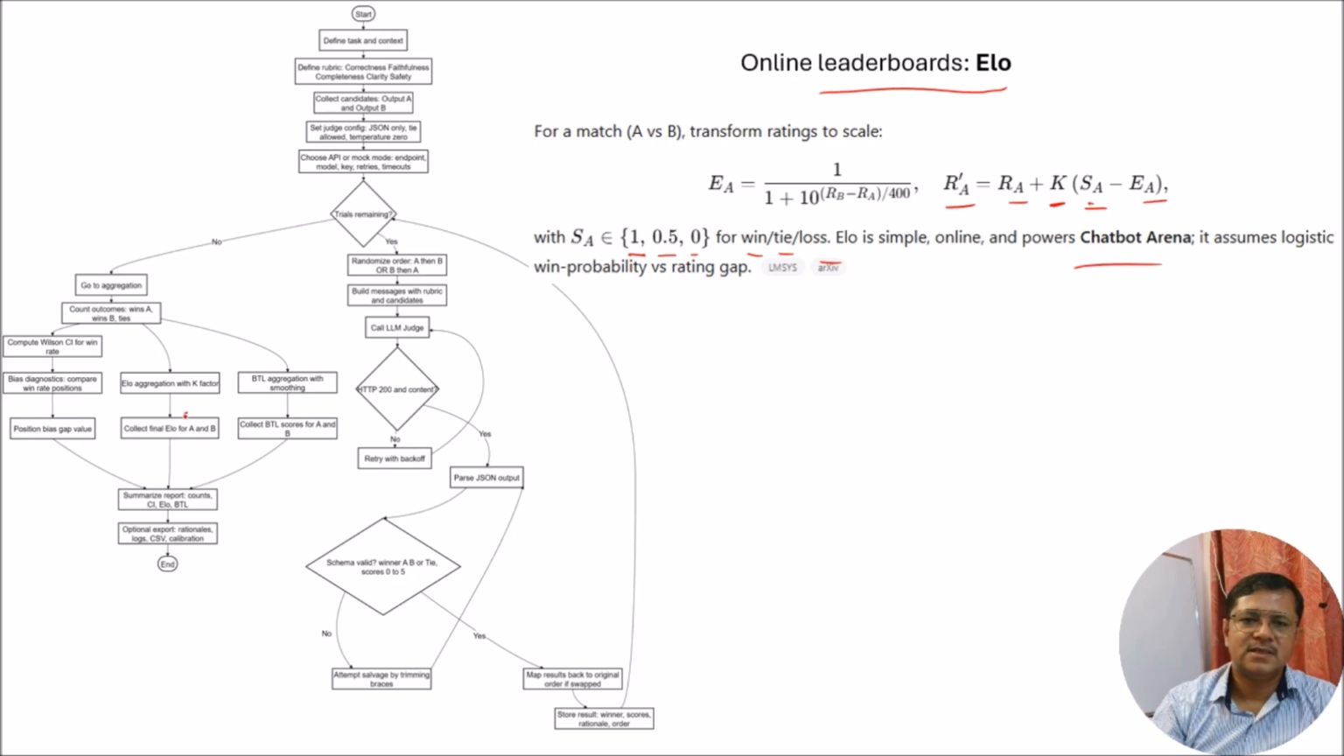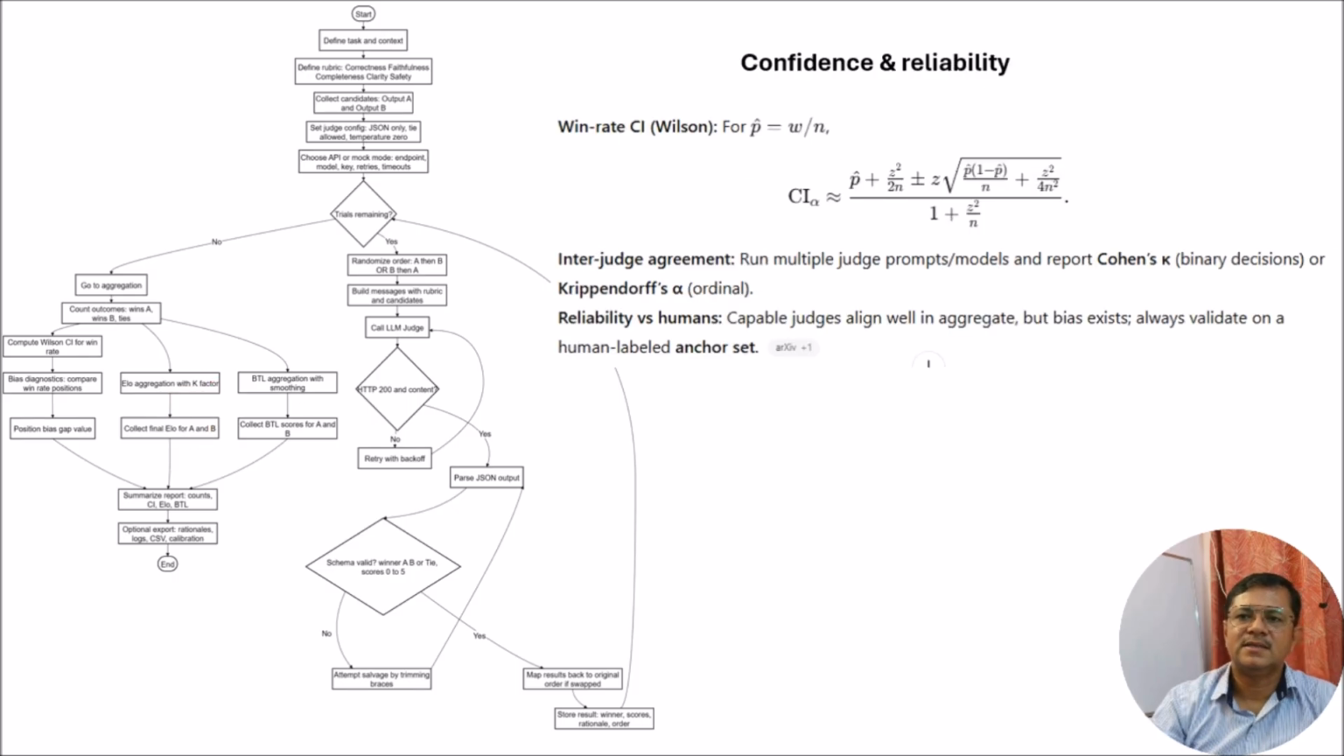Another topic discussed here is confidence and reliability, which is another type of score. For win rate, the probability of winning is the number of wins divided by the total number of matches they played, or the total number of times they were compared. Based on this formula we calculate it.